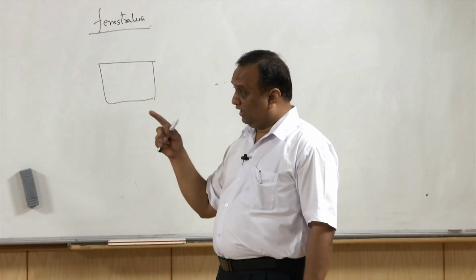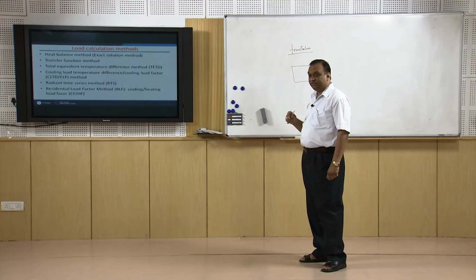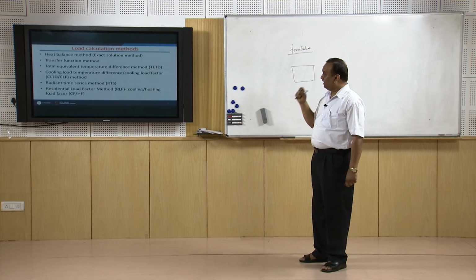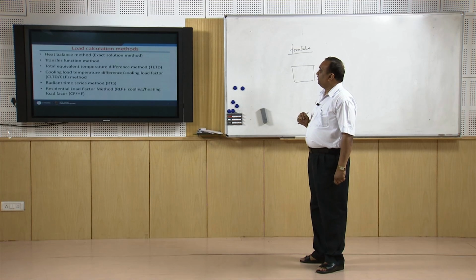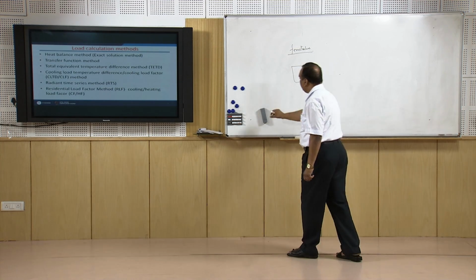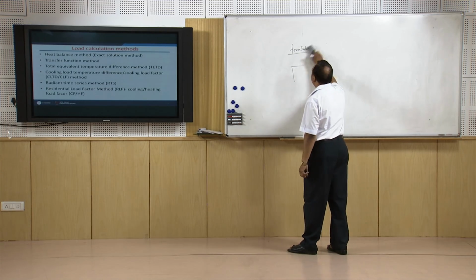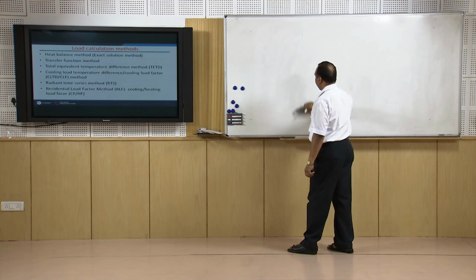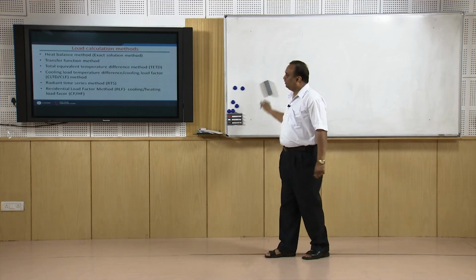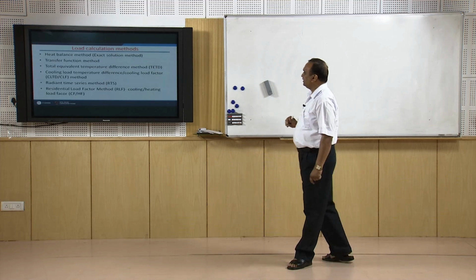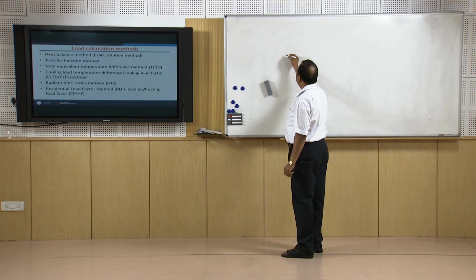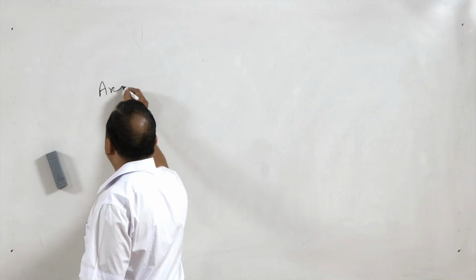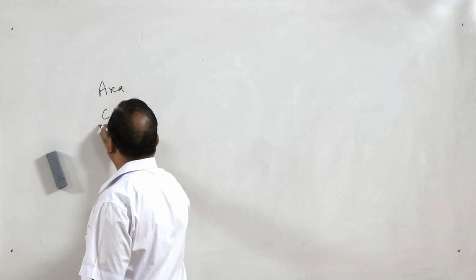That is why a new method has been adopted, and this is also a very accurate method, the radiant time series method. This method can also be seen in detail in the ASHRAE 2005 handbook. Then there is the residential load factor method, because in many cases we have to design an AC system for residences only, right. So, in this method we simply calculate the area and cooling factor.